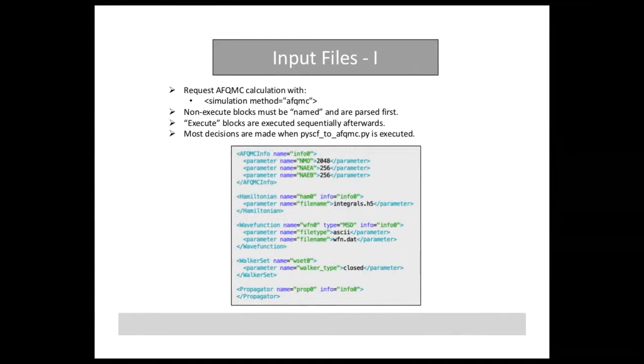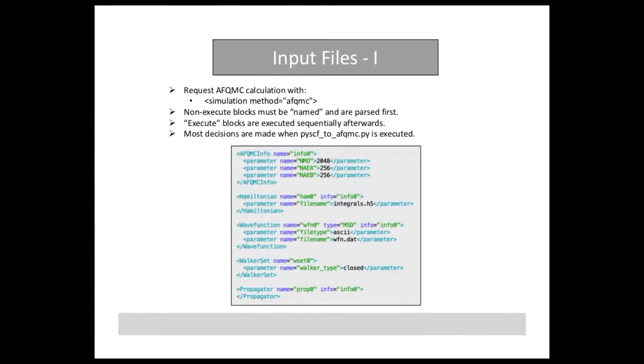For the Walker set, essentially, you need a name, and you need to define what type of Walker you want. Right now, there are two valid choices, which are closed and collinear. Closed means that the alpha and the beta states are assumed to be the same, so you actually don't store a beta determinant. You only have determinants for spin up, and any time a calculation needs a determinant for spin down, it just takes the up twice. So these are doubly occupied walkers, essentially the correct choice for singlet states.